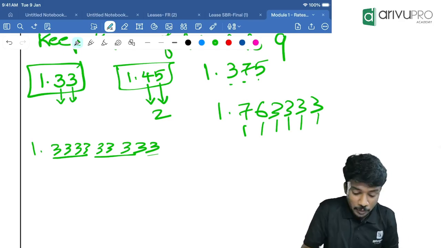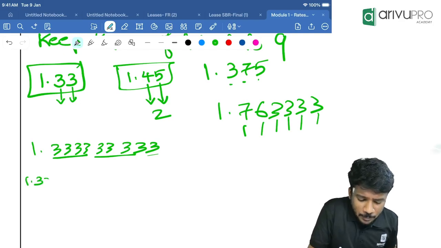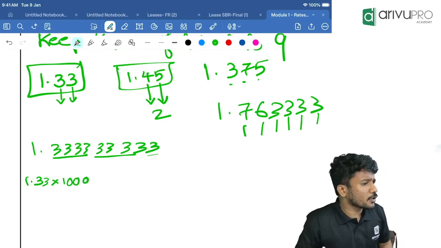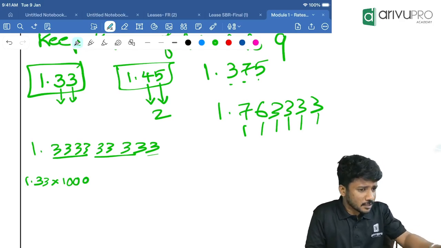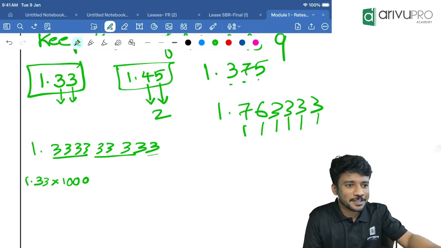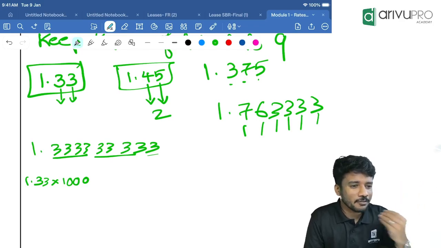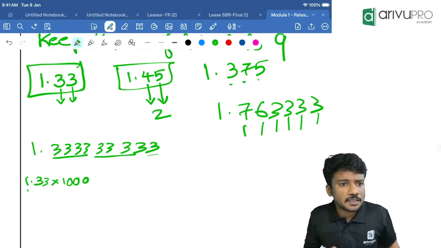Because otherwise, think about it. Our value is 1.33. If I multiply 1.33 with 1000, how much will be the value you are going to get? If you have a phone calculator for now, you can use it. But try to buy a calculator. Without a calculator, we will not be able to solve any of the questions. So 1000 into 1.33 will be how much?